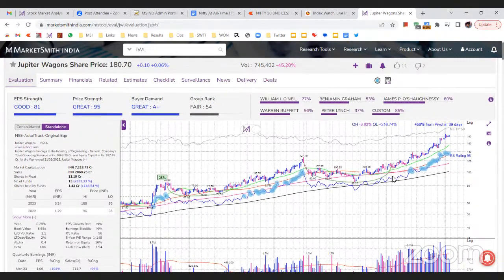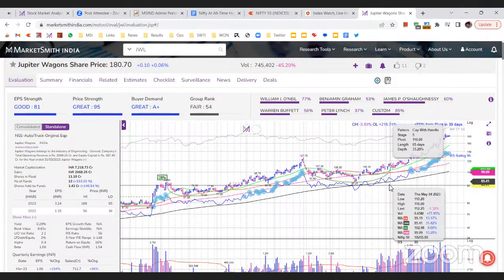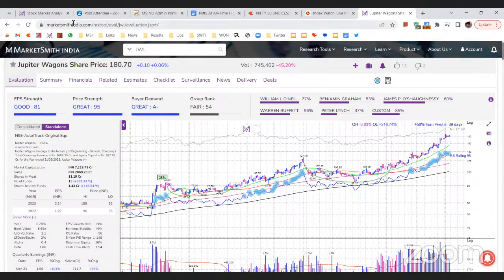So as you can see, the stock broke out from a stage 5 cup with handle base, and what we always say is that later stage bases are prone to failure. Very few stocks break out from the fourth, fifth, or sixth stage base and go ahead. These cases are a rarity, there are very few stocks like that.